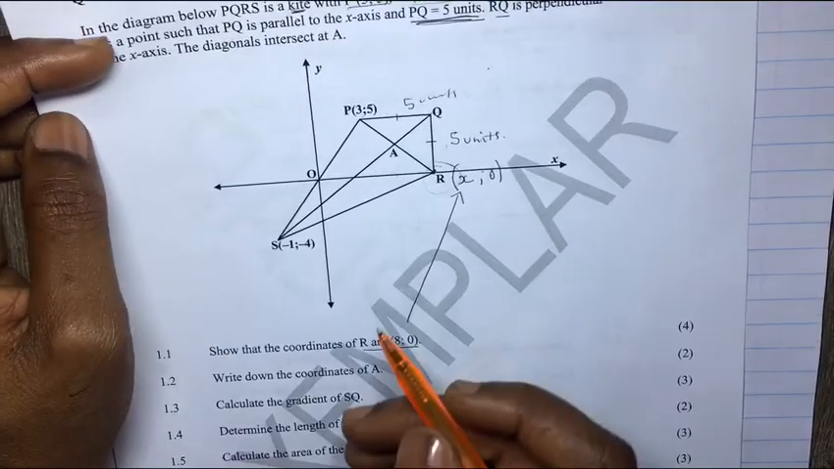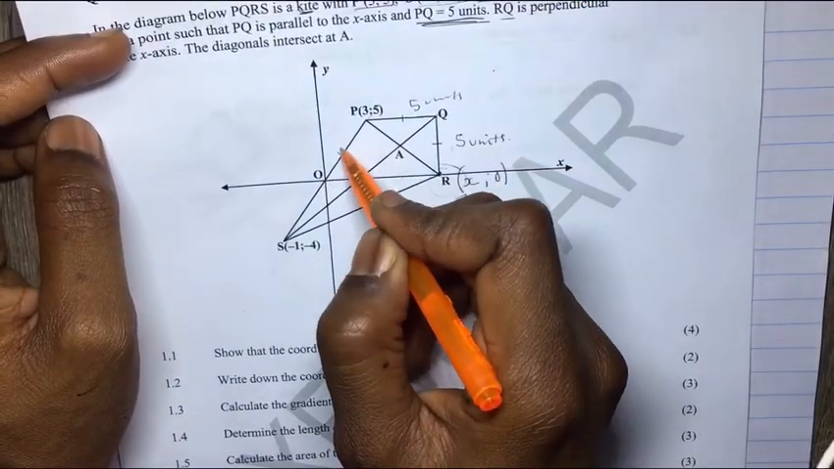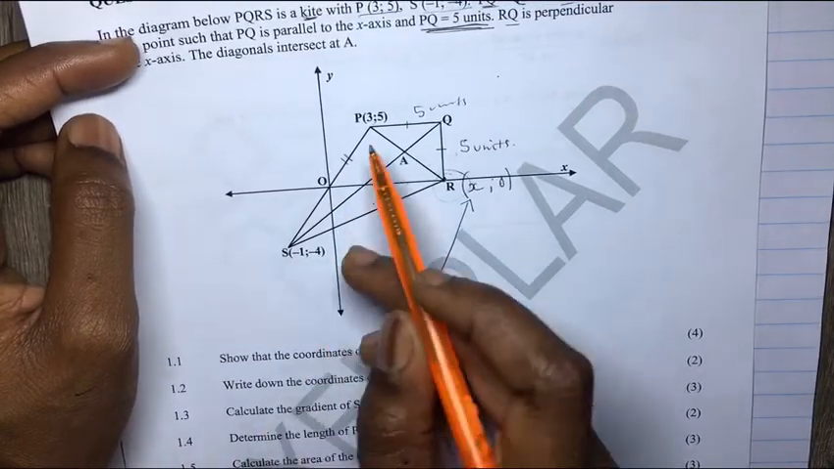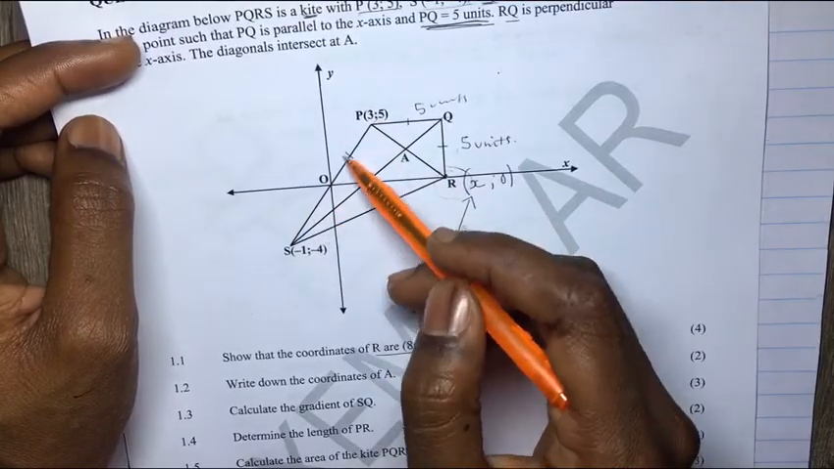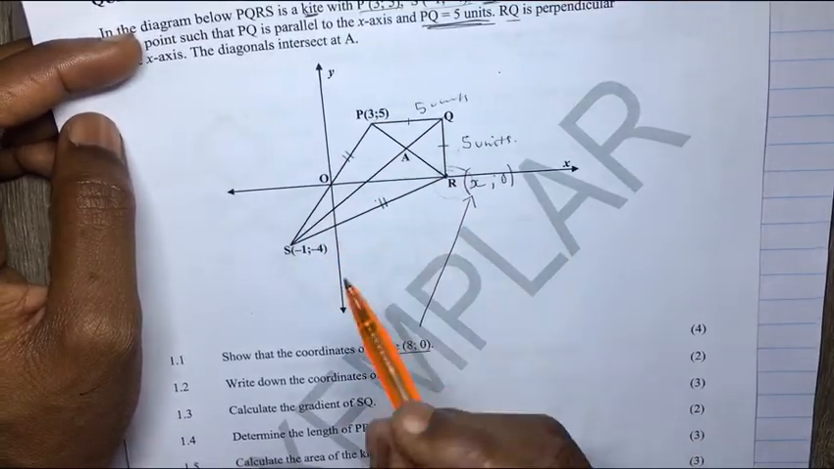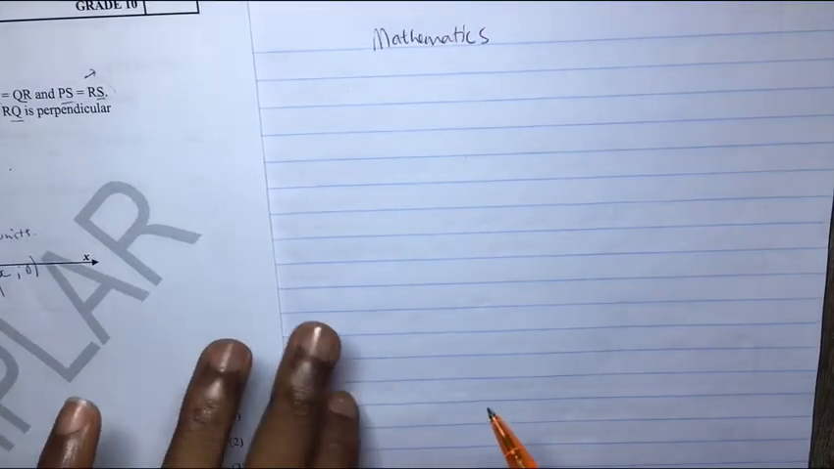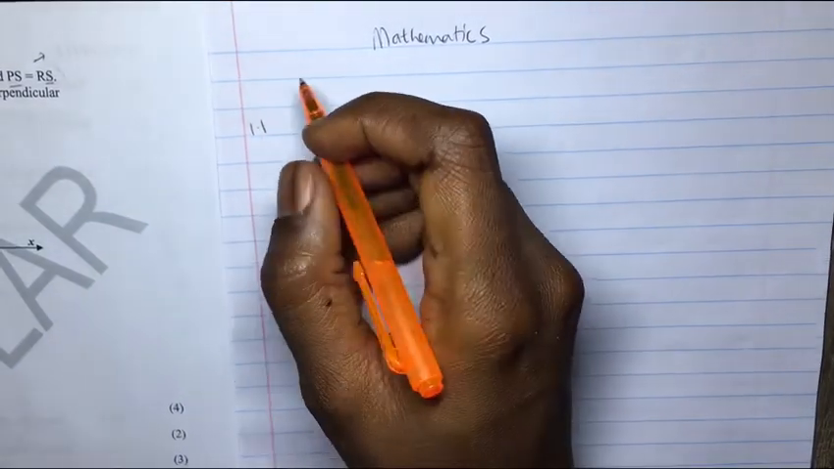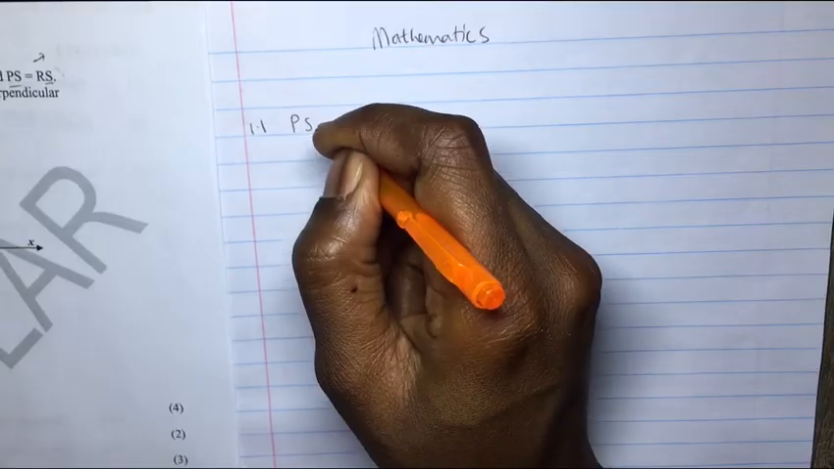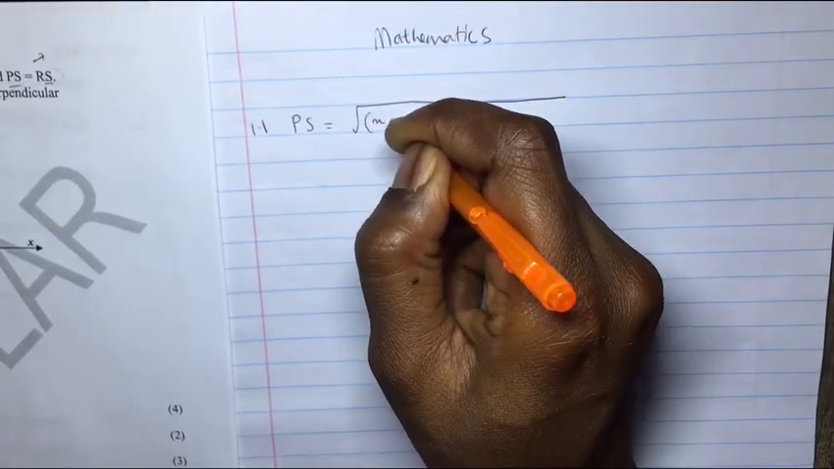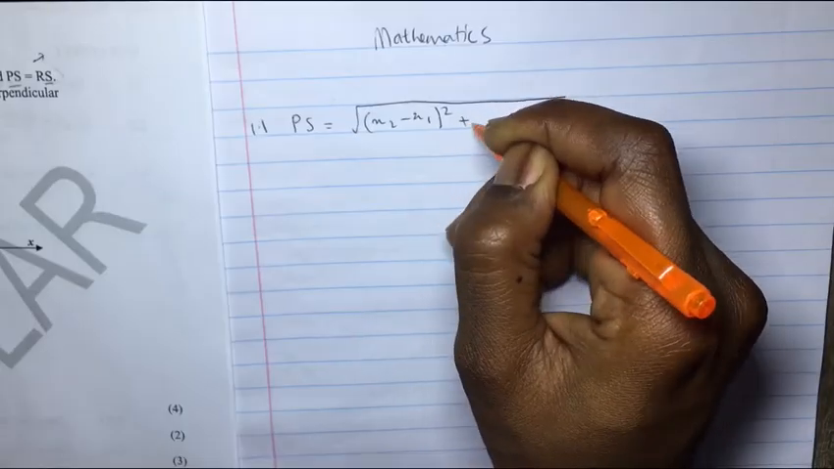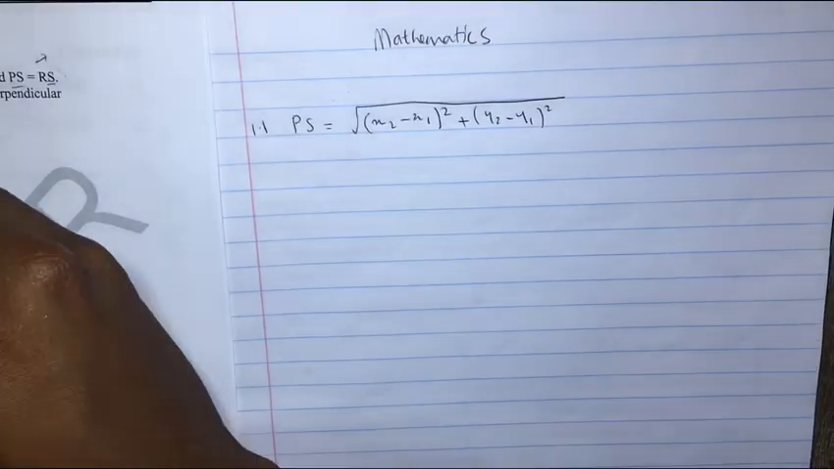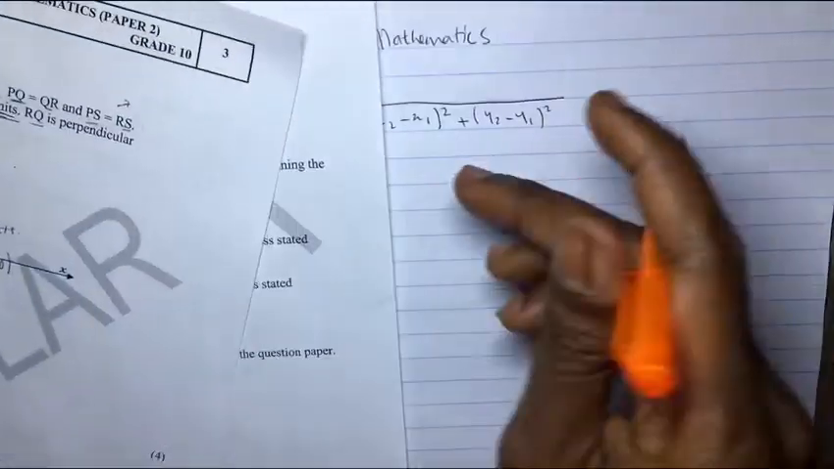Already they told us that PS and SR are the same. So what am I going to do? I'm going to find the distance between PS, and then equate it to this one. So let's start with PS. It's going to take a bit of time, but we need to make sure that we do everything accordingly. Let's find the distance between PS. The distance formula is given by the square root of (x2 minus x1) squared plus (y2 minus y1) squared.